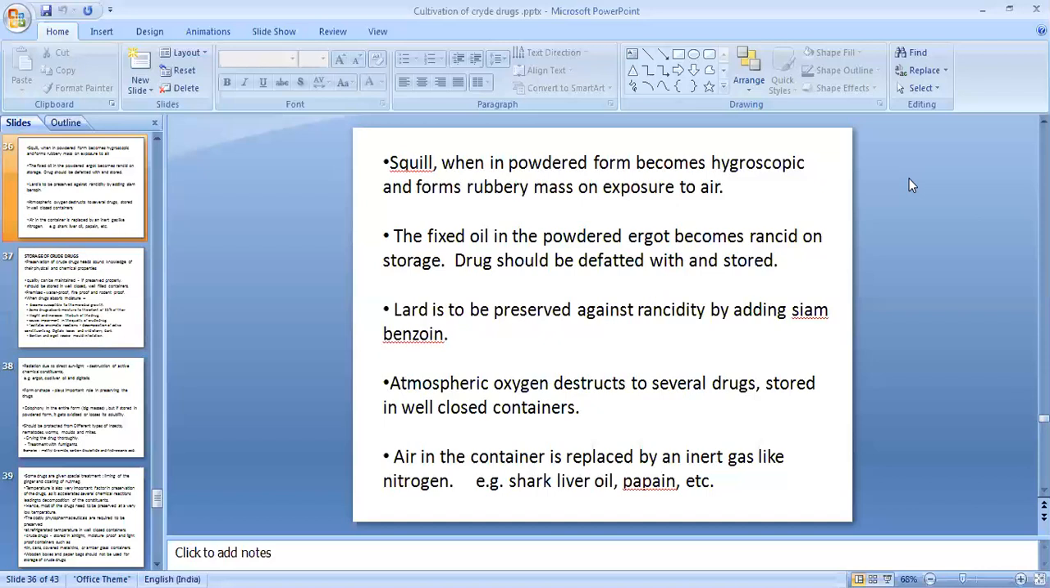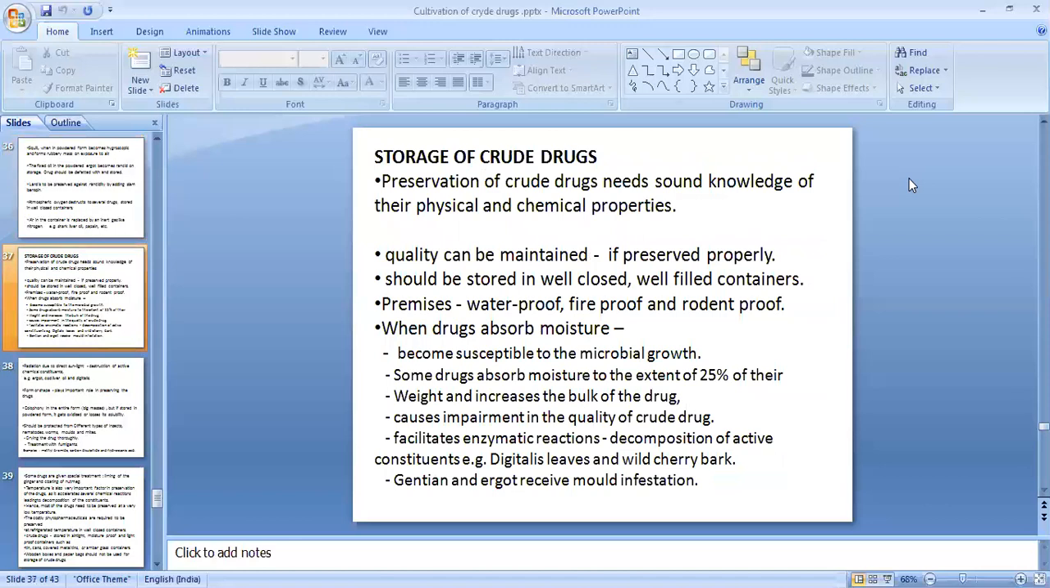And next is the storage of crude drugs. Once the packaging is over, you have to store the drugs in a proper way. When storage is concerned, it is nothing but again the preservation of crude drugs. For doing the preservation, one should have sound knowledge of their physical and chemical properties. Then only can he provide proper storage conditions. Okay. And why do you want to preserve the drug properly? It is to maintain the quality. If you want to maintain the quality, you have to preserve properly.